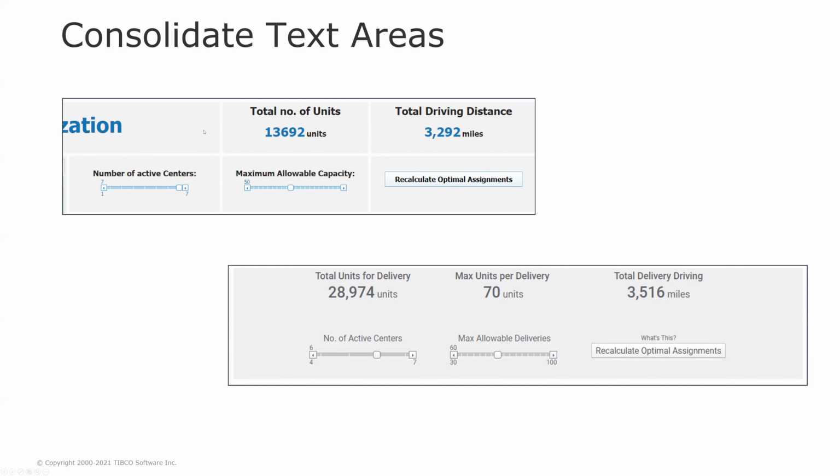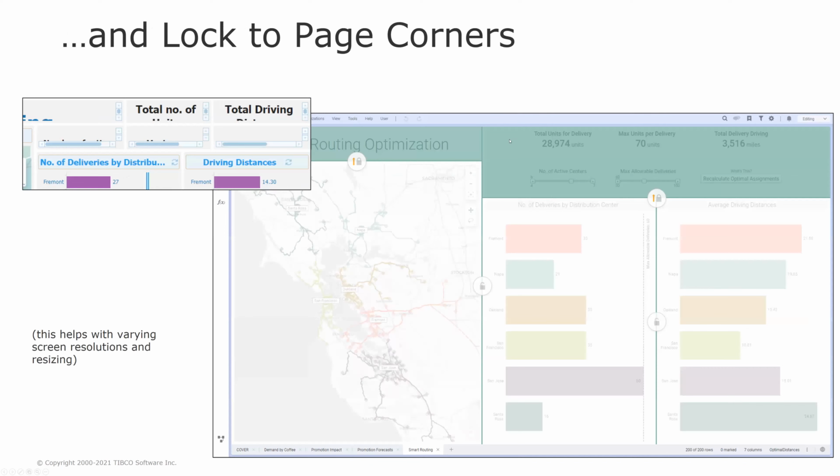You also want to consolidate your text areas. If you have all these separate text areas, I use some HTML formatting and put them together. What that allows me to do is lock the text area to the corner. That prevents these little scroll bars from showing up if I make the page smaller. If you make it one text area, you can lock it to the corner. Spotfire allows you to lock visualizations to the edges of a page.